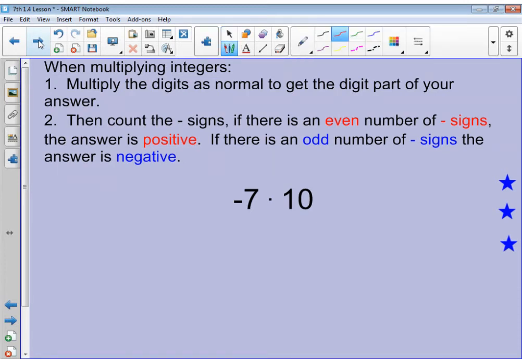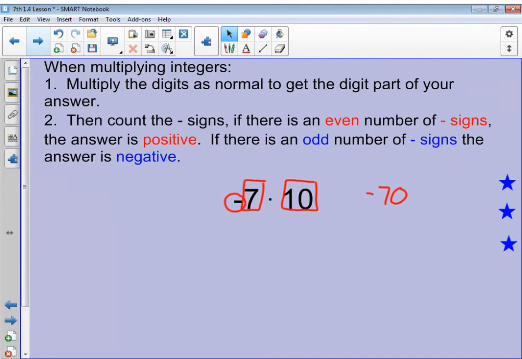So here, I'm going to go ahead and think 7 times 10, which would give me 70. To finish out my answer, I'm going to go through and count how many negative signs are present. Since we're multiplying, that's why we get to count. There's only one negative sign present, which would make our answer a negative 70. So negative 7 times 10 equals negative 70. Let's try one more together.